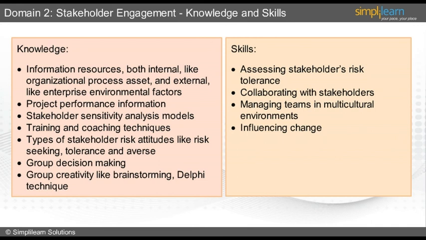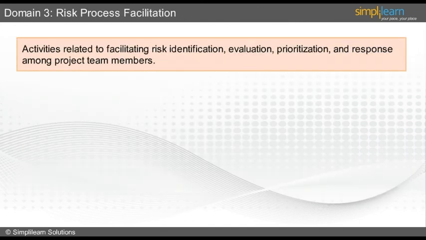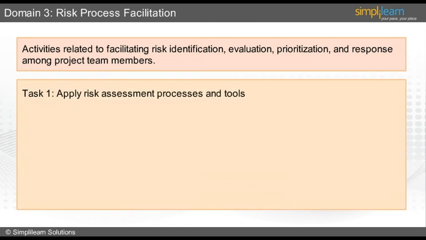In the next slide, we will learn the third domain, which is risk process facilitation. Risk process facilitation are activities related to facilitating risk identification, evaluation, prioritization, and response among project team members. Let us see the 7 tasks which are required to achieve this domain successfully. They are: Task 1 is about applying tools related to risk assessment, as well as processes to quantify stakeholder risk tolerance and determine risk levels.